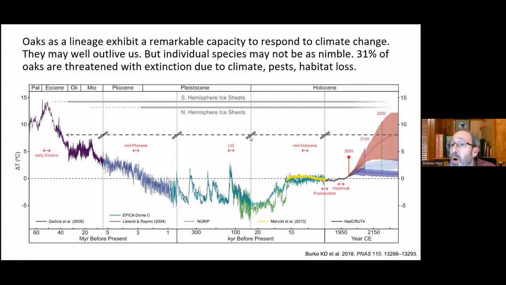And so oaks as a lineage really exhibit a remarkable capacity to evolve in response to climate change. They may well outlive us, but we're driving climates up at a ferocious rate right now, right? Individual species may not be as nimble as the lineage as a whole. 31% of oaks worldwide are threatened with extinction due to climate, due to pests, due to habitat loss.